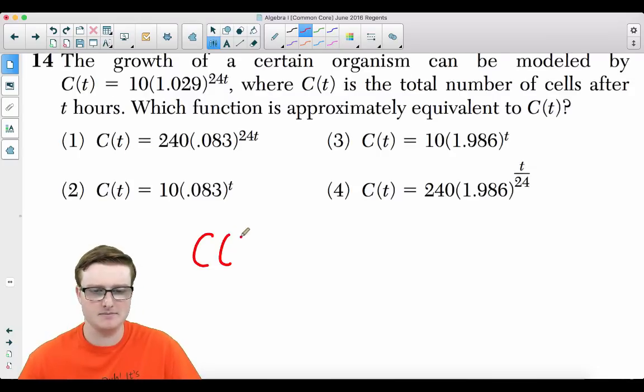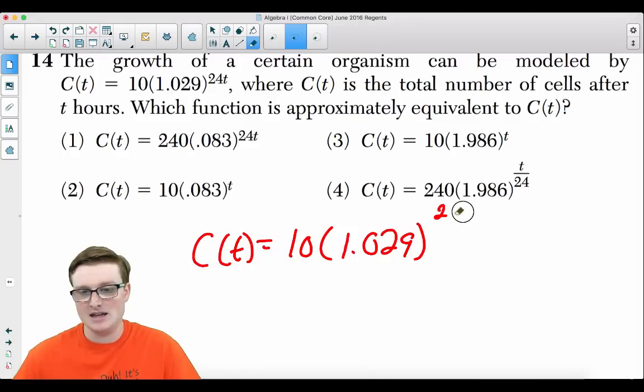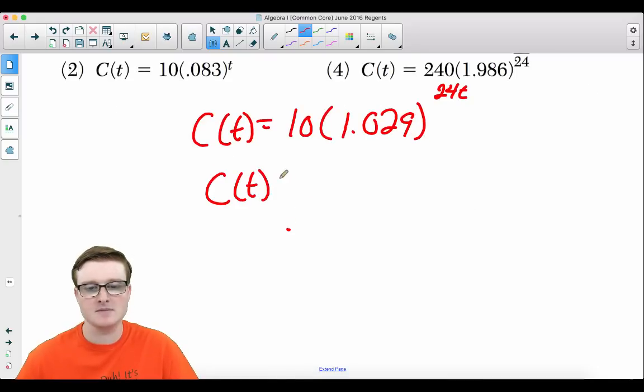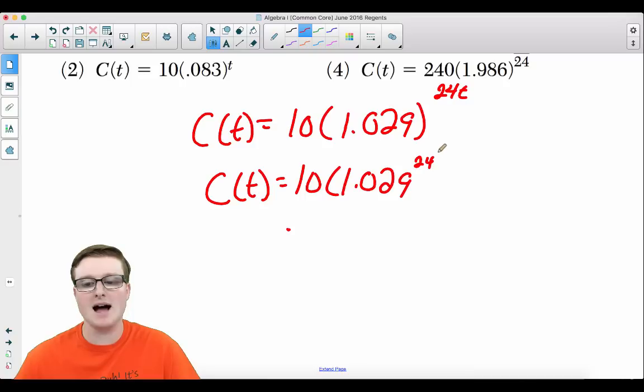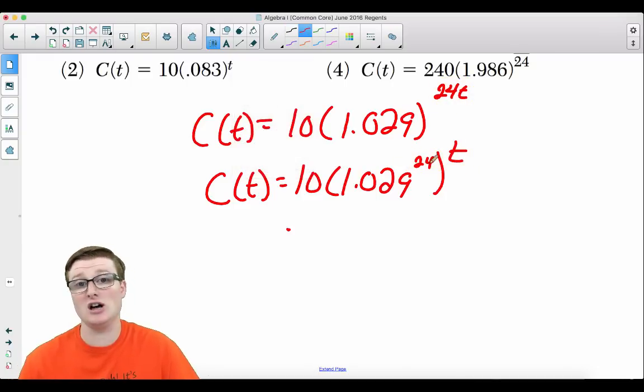So C of t, which is 10 times 1.029 raised to the 24t, could actually be rewritten like this, if you separate the exponents, like so. So you could take C of t equals 10 times 1.029 raised to the 24th power, raised to the t power. See how that works? Because this is a common exponent rule. You could actually multiply these two and you get back to the original expression. So this is actually logically equivalent.